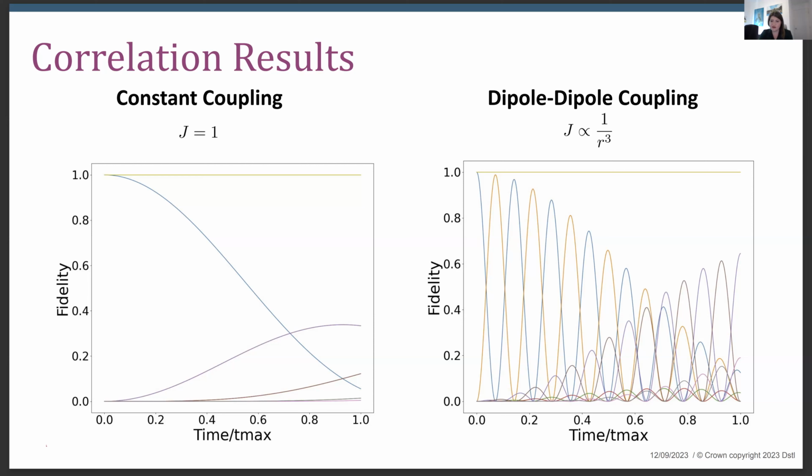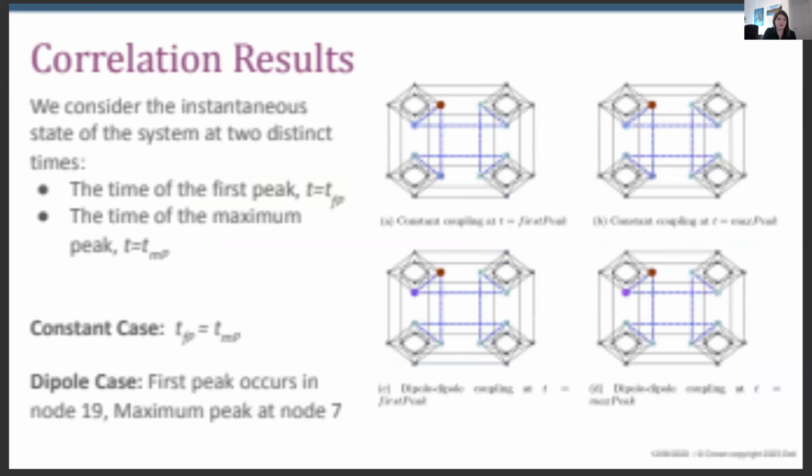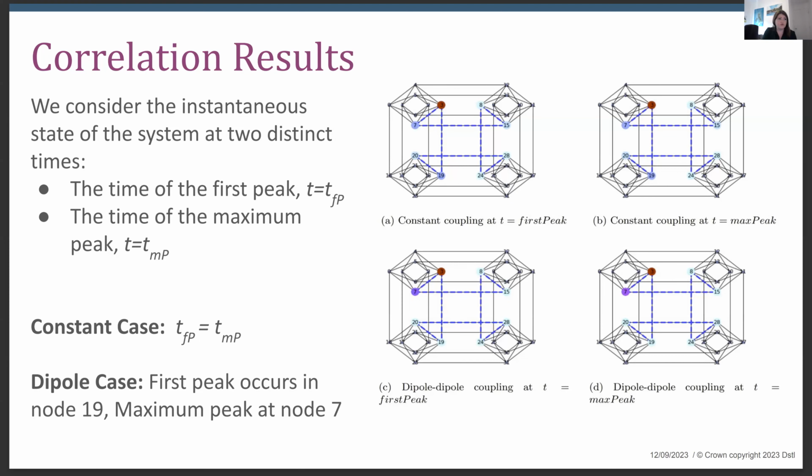And that's what gives this kind of periodic graph with varying frequencies. So as well as considering the overall dynamics, we want to consider the spatial correlations. And we do this at two discrete times. We have the time of the first peak and the time of the maximum peak in the time window. And in the constant case, this is the same point. And in the dipole case, the first peak occurs at node 19, as we saw in the first one, but actually the maximum peak occurs at node 7.